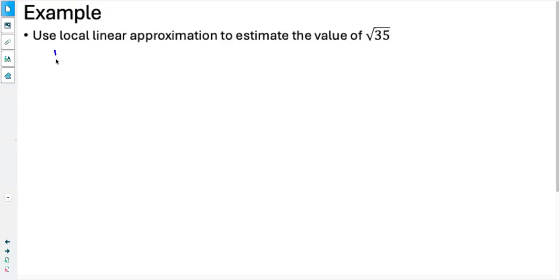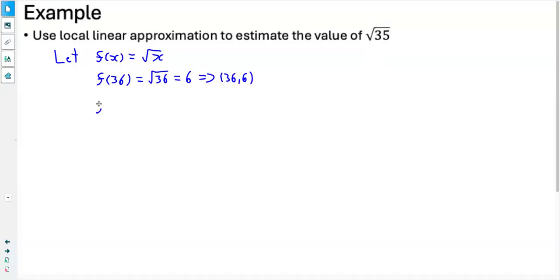So what we're going to do is say, let f of x equal the square root of x. Now we're going to look at a value we do know of square root. So we don't know the exact value of the square root of 35, but we do know the exact value of the square root of 36. So we're going to say f of 36 is equal to the square root of 36, which is 6. Now this also gives us a coordinate point. It gives us the point 36, comma 6.